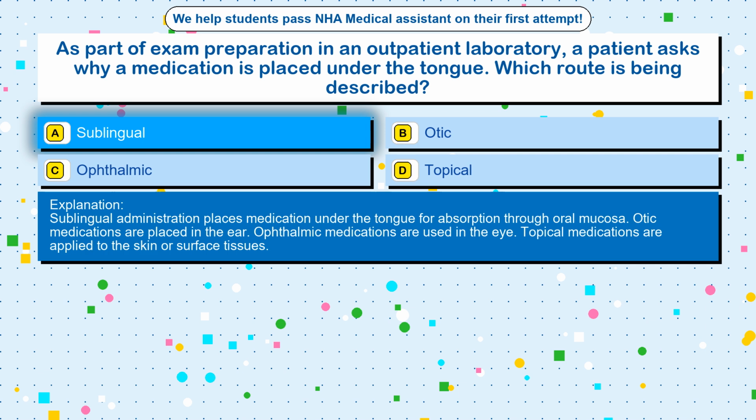Sublingual. Sublingual administration places medication under the tongue for absorption through oral mucosa. Otic medications are placed in the ear. Ophthalmic medications are used in the eye. Topical medications are applied to the skin or surface tissues.